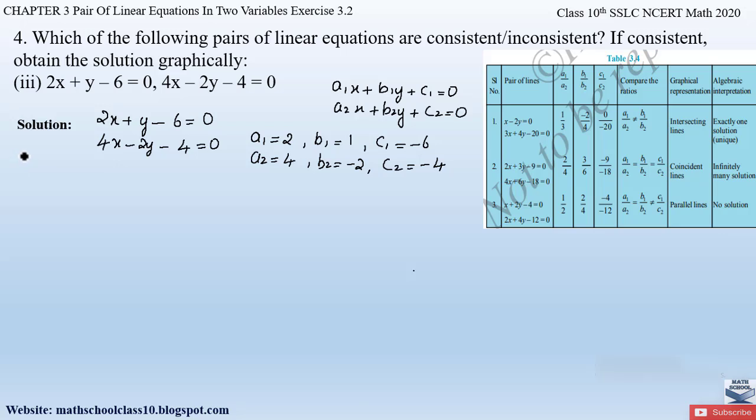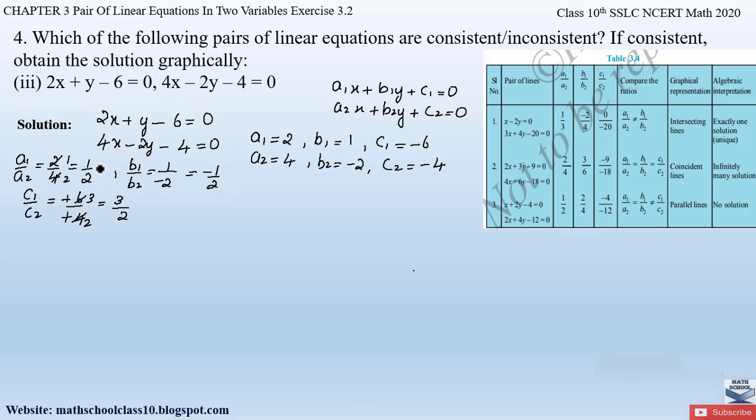Right, now let us find out the ratios. a1 by a2, what is it here? It is 2 by 4. So cancelling, 2 ones are 2, 2 twos are 4, we get 1 by 2. Similarly, b1 by b2 is 1 by minus 2, that is nothing but minus 1 by 2. Again, c1 by c2 is minus 6 by minus 4. So minus and minus will become plus, and 2 twos are 4, 2 threes are 6. So this will be 3 by 2.